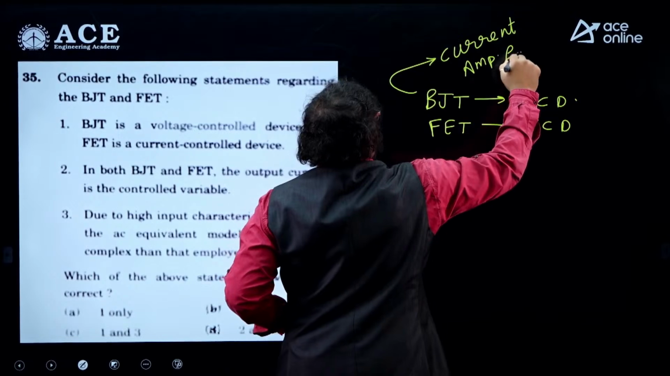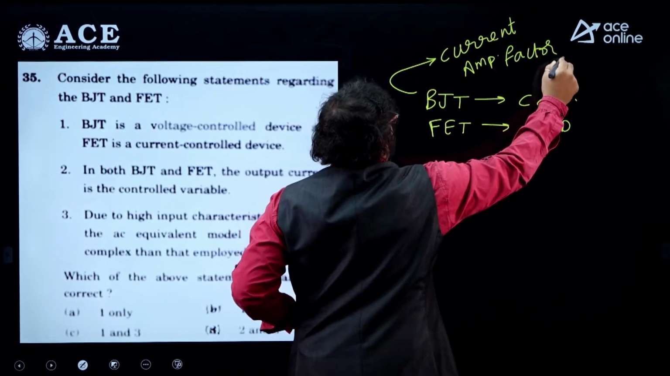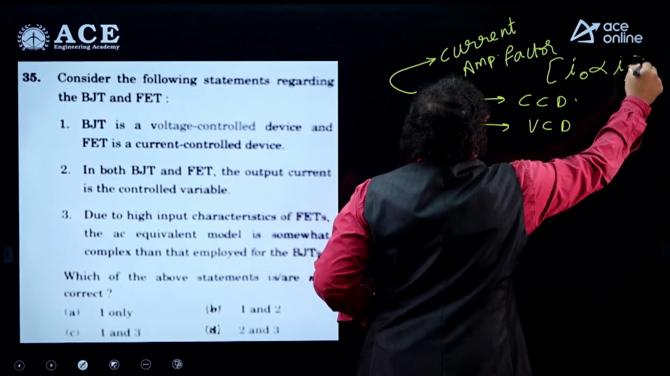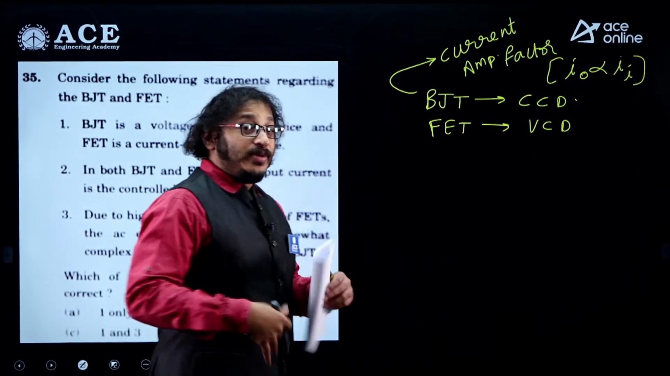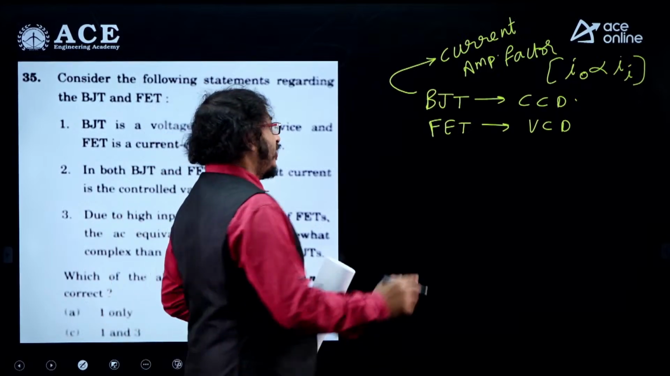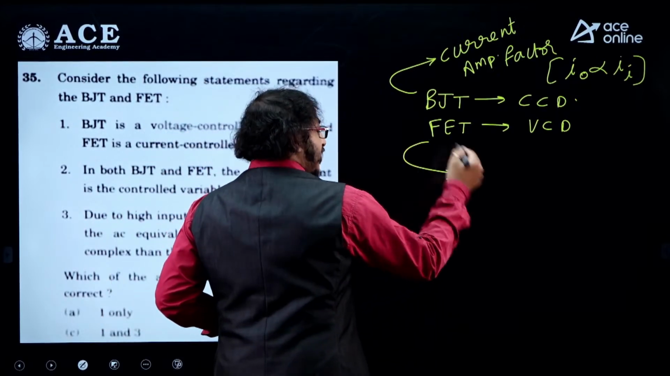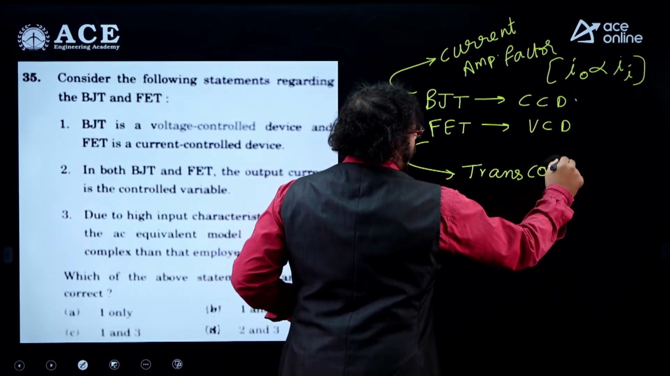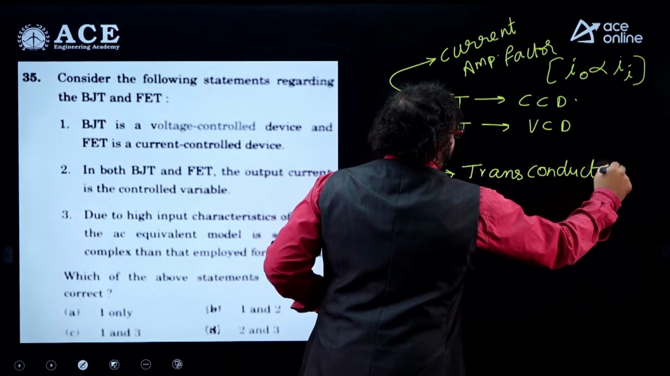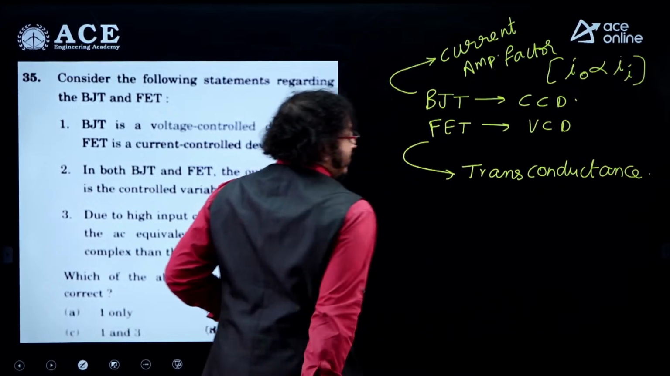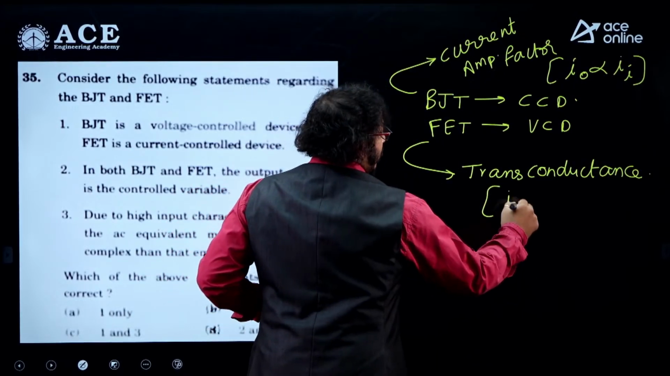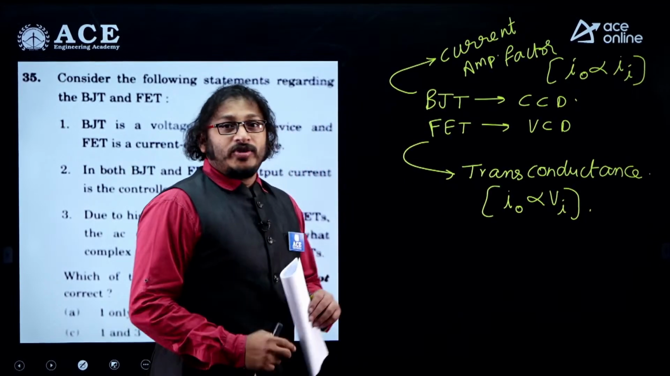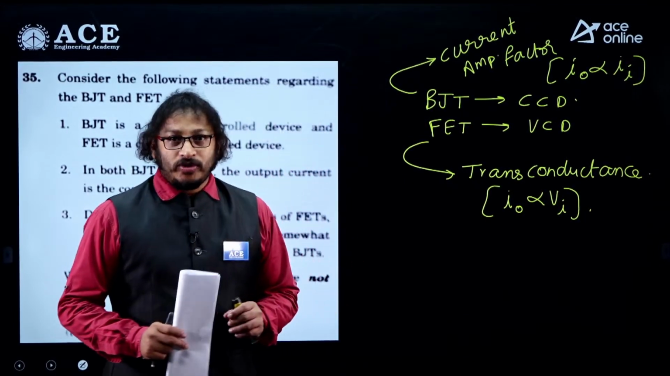BJT default property is what, dear students? Current amplification factor. That means output current depends on input current. Current control device and current amplification factor is a default property. Whereas for the field effect transistor, the default property is transconductance. That's why FET is called a transconductance device. Transconductance indicates that output current depends on input voltage.